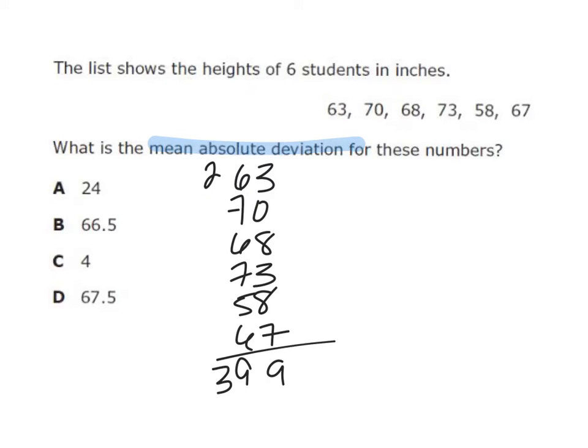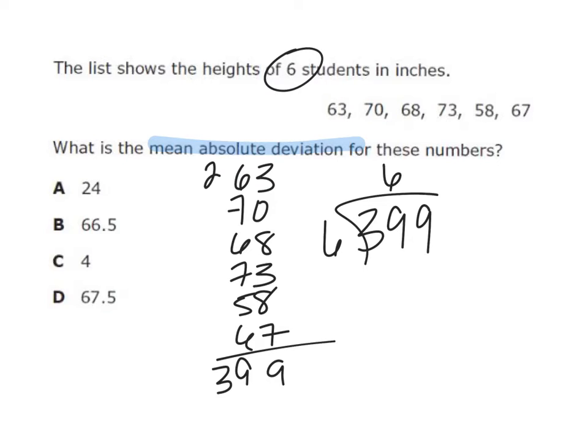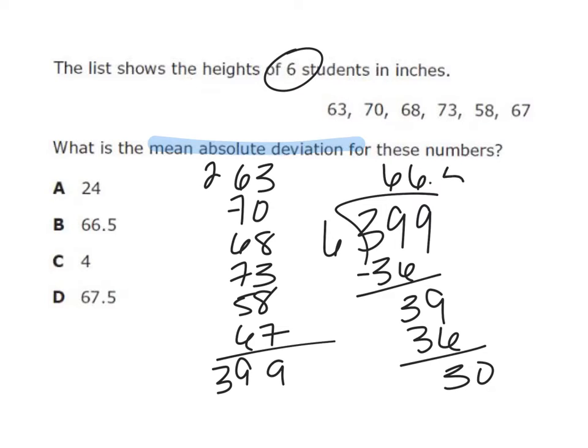Okay, and then we're going to divide by 6, because that's how many numbers we have. Divide by 6. See, 6 goes into 39 6 times, which gives us 36. So 66.5. And look, there it is again.